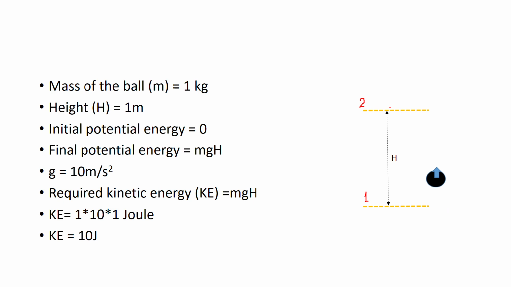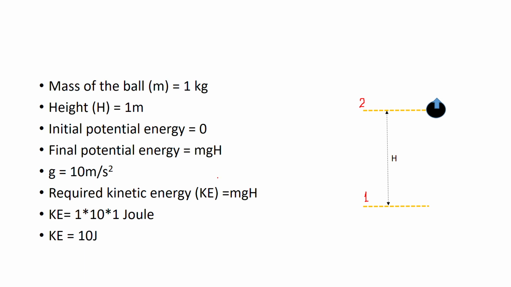So if we throw this ball with sufficient kinetic energy, it will move to position 2. We all know that. And if we calculate the value, suppose the mass of the ball is 1 kg and the difference between the height of 1 and 2 is 1 meter, and taking 1 as our datum, the initial potential energy will be 0 and the final potential energy will be mgh. If we take the value of g as 10 meter per second square, the required kinetic energy to move the ball from position 1 to 2 will be equal to mgh.